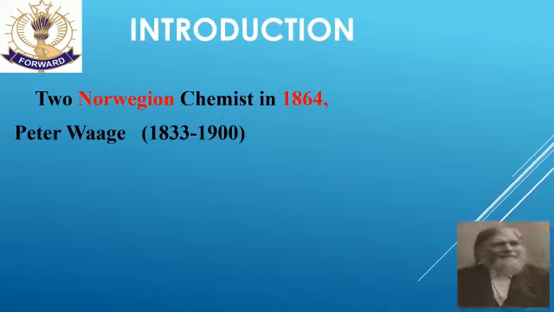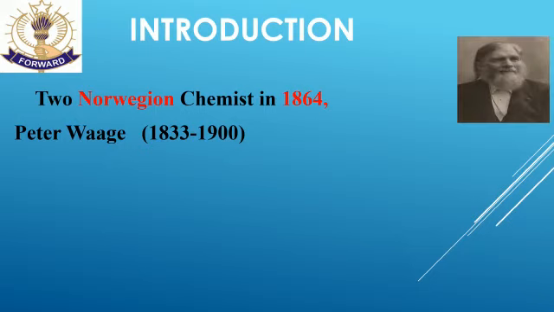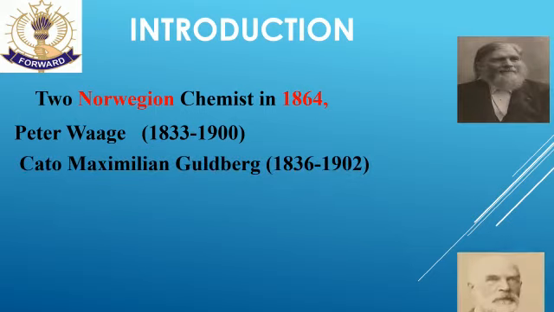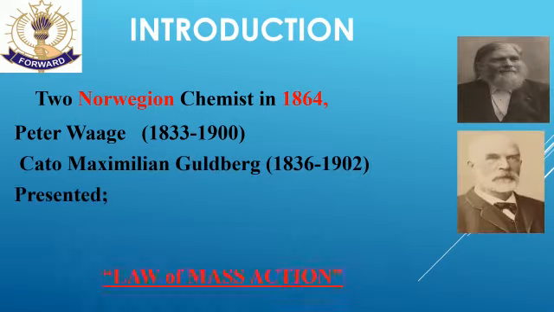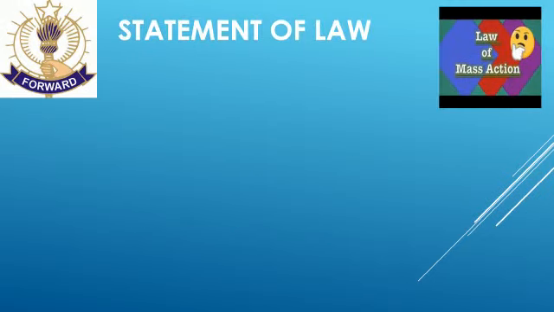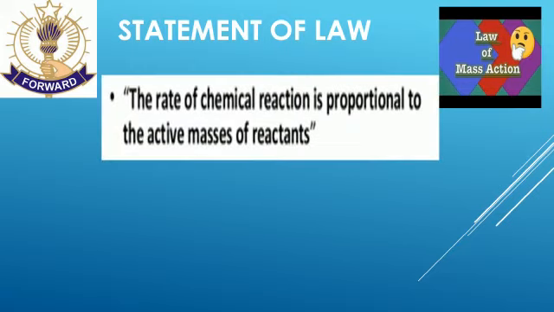Two Norwegian chemists in 1864, that is Guldberg and Waage, presented the law of mass action. So these two are the scientists who first introduced the law of mass action. Now we will discuss the statement of the law. How is the statement of the law?